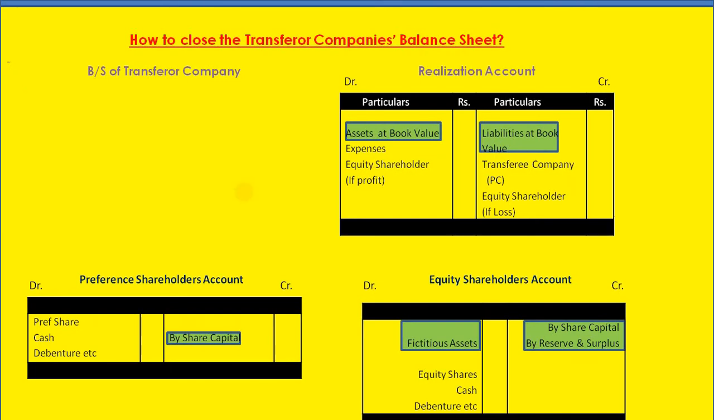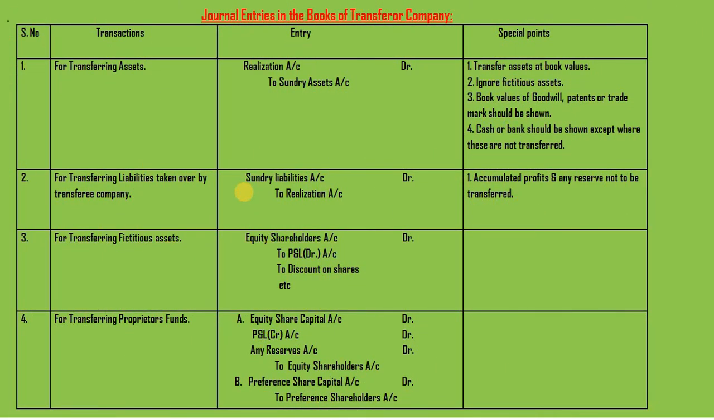the balance sheet. Okay. Now we will learn how to pass various journal entries. Right. I have explained where various components of balance sheet will go. Now let's see in what way journal entries are passed in order to make those movement possible. Okay. Number one talks about transferring assets. I told you, right? Assets will be transferred to realization account. Okay. Here, for transferring assets, we will pass realization account debit to sundry assets. Okay. Here all the assets are transferred.